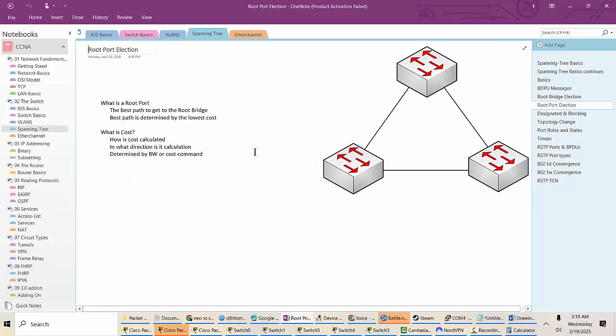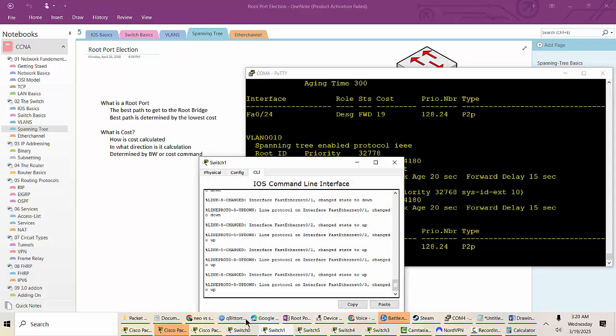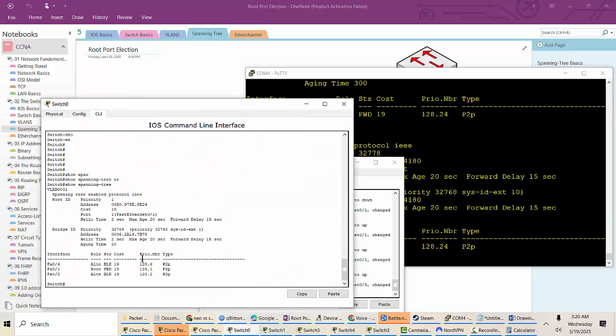What is a root port? The root port is the best path to get to the root bridge. Now, how do we determine the best path to get to the root bridge? We determine it by the value of cost. So if we go back over here, each one of these links has a cost value.